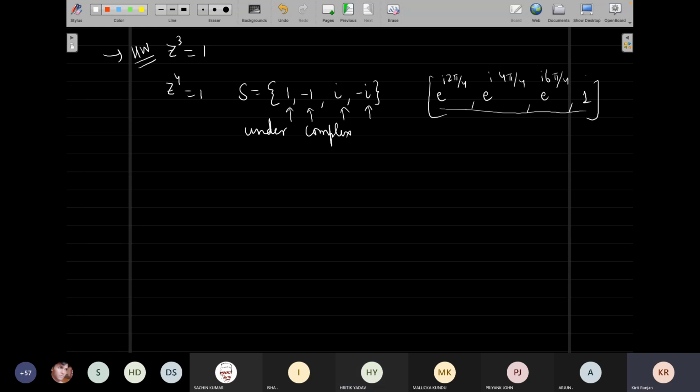Yeah. And these should give you e^(i pi by 2) and e^(i pi), then e^(i 3 pi by 2) and this. Right. This is what I was hoping, and this is the same thing which you can do here also. But under complex multiplication, let's think about this set. Will this form a group?